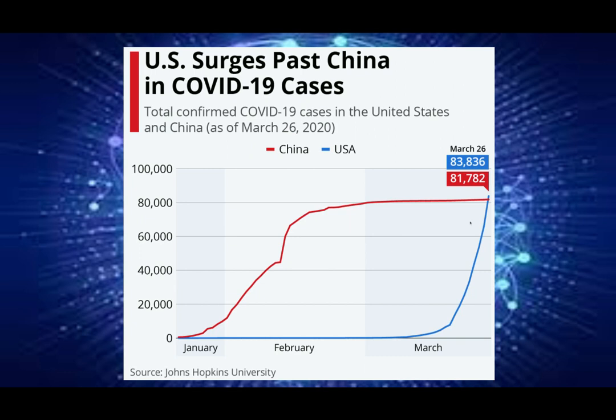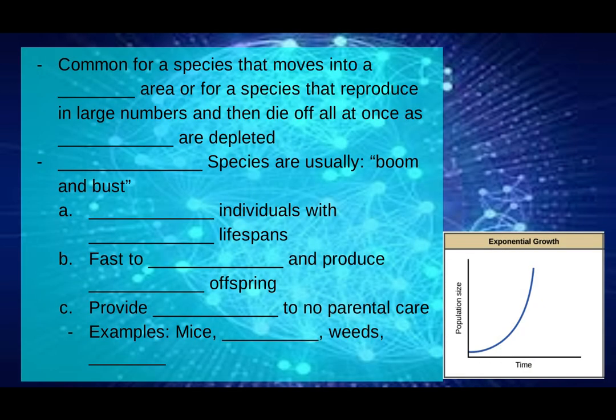So in species, there are certain characteristics that typically are in place for species that show exponential growth. It's common for a species that moves into a new area. So an invasive species comes in, only a couple need to enter that ecosystem, they breed, their offspring breed, and you continue and you see this exponential growth of that species. So exponential growth will occur in a new area. It'll also occur for a species that reproduces in large numbers and then dies off all at once as resources are depleted. So you see this with like mosquitoes and rabbits.